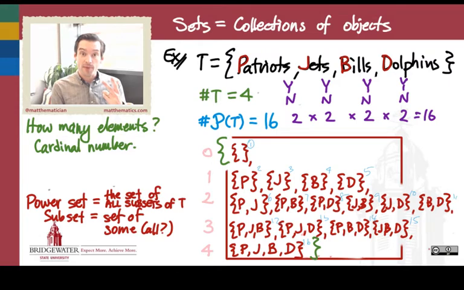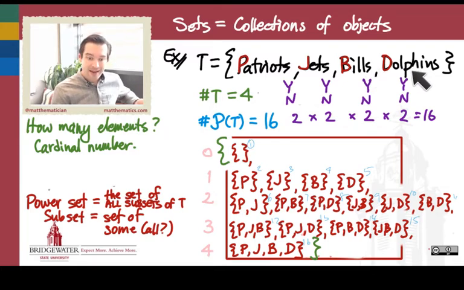2 choices about the Patriots, are they in or out? 2 choices about the Jets, are they in or out? 2 choices about the Bills, are they in or out? 2 choices about the Dolphins, are they in or are they out? And every one of those 2 choices multiplies together using a principle of probability that we're going to learn in about 5 weeks from now, called the multiplication principle, because these choices are independent of one another. Multiply them all together, we get 2 times 2 times 2 times 2, which is 16. That's how many subsets there are. That's the cardinal number of the power set.